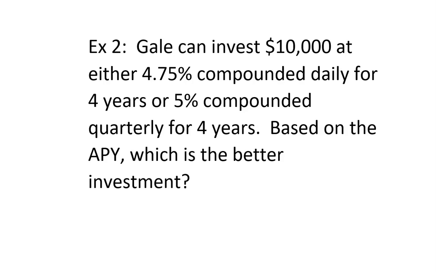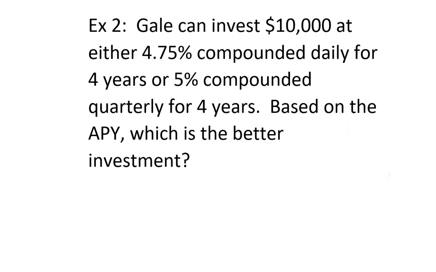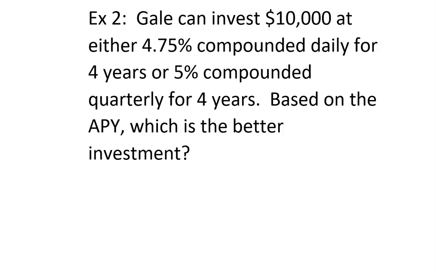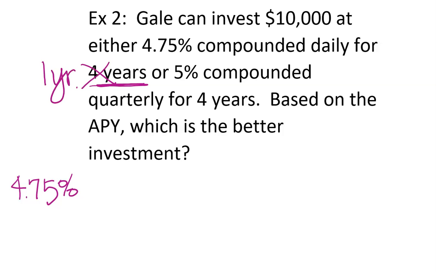Here's example number 2. Gail can invest $10,000 at either 4.75% compounded daily for 4 years or 5% compounded quarterly for 4 years. So based on the APY, what is the better investment? You're going to have to do this problem twice. Let's do 4.75 first. The main thing you need to worry about here is, even though the question says 4 years and there is a 4-year category, we want to change that to 1 year because that's what the formula said. So again, we're going to be using the first column of numbers and you're going to choose the correct category there.